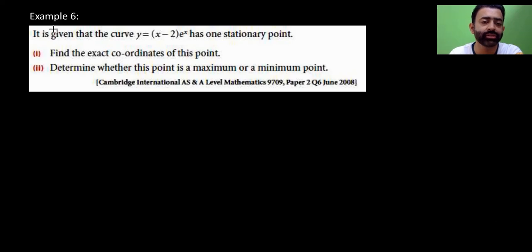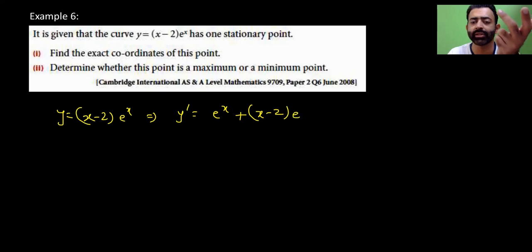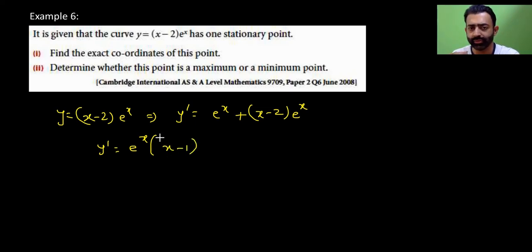So let us quickly differentiate this function, which is x minus 2 into e raised to power x. So y dash is e raised to power x, keeping the second function as it is, and differentiating x minus 2 will give you 1. So 1 into e raised to power x is just e raised to power x, and then keeping x minus 2 as it is and differentiating e raised to power x, which is just e raised to power x. So y dash, taking e raised to power x outside, is 1 plus x minus 2, means x minus 1. This is your first derivative.